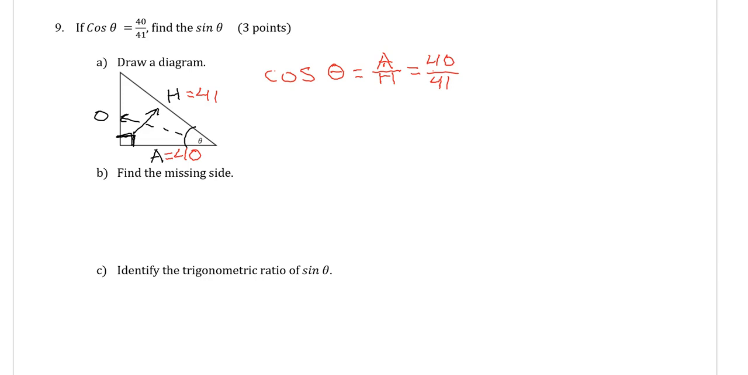So looking at B, I'm going to find the missing side. Okay. So remember, your hypotenuse. One thing we're forgetting a lot is that the hypotenuse is always C.